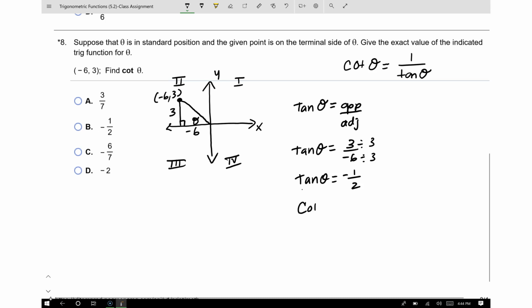So the cotangent will be the reciprocal of tangent. So it will be 2 over negative 1, which gives you negative 2. Okay, so your answer will be D.